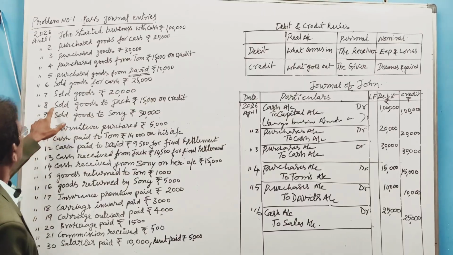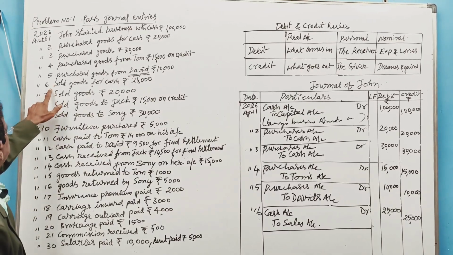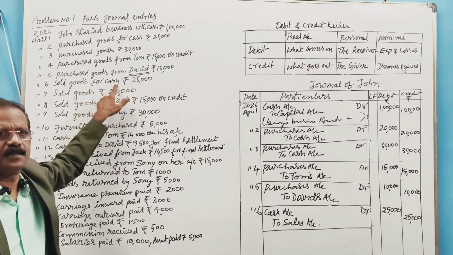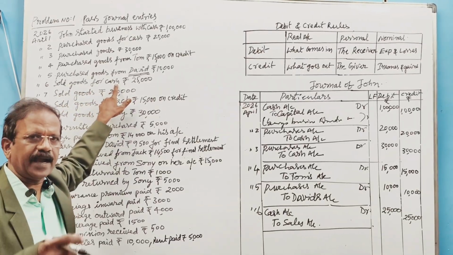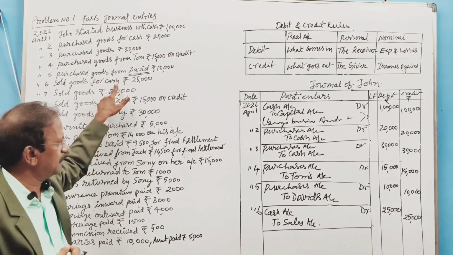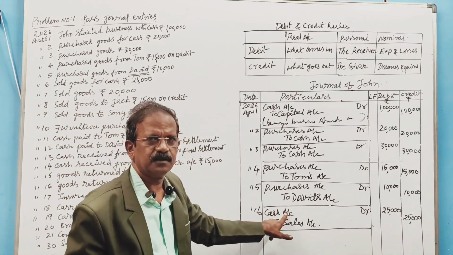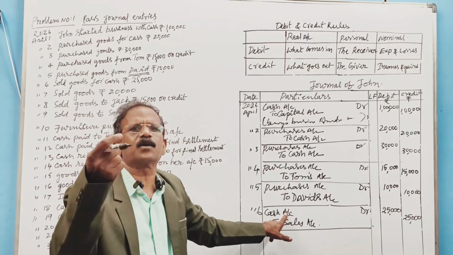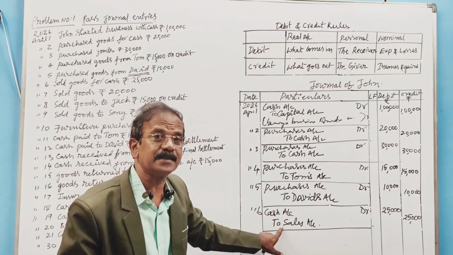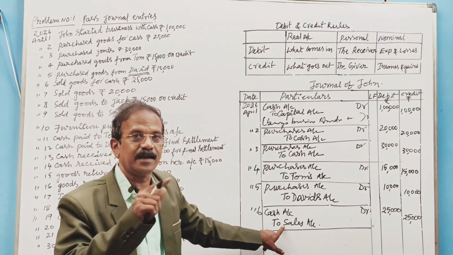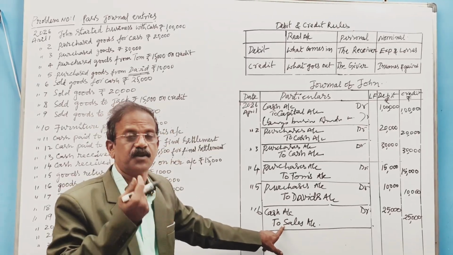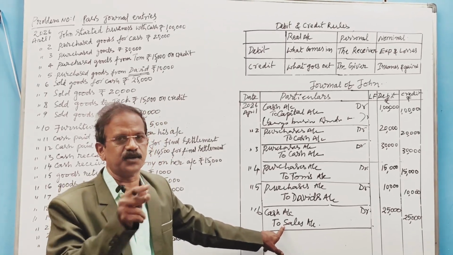Then, sold goods for cash. We are selling the goods for cash. It means we are receiving cash. Cash is coming, so debit cash account. What is going out? Goods are going out. When goods are going out as sales, you should write sales account. Here for goods I have used two different names. When you purchase, purchases account. When you sell the goods, sales account. Two different names.